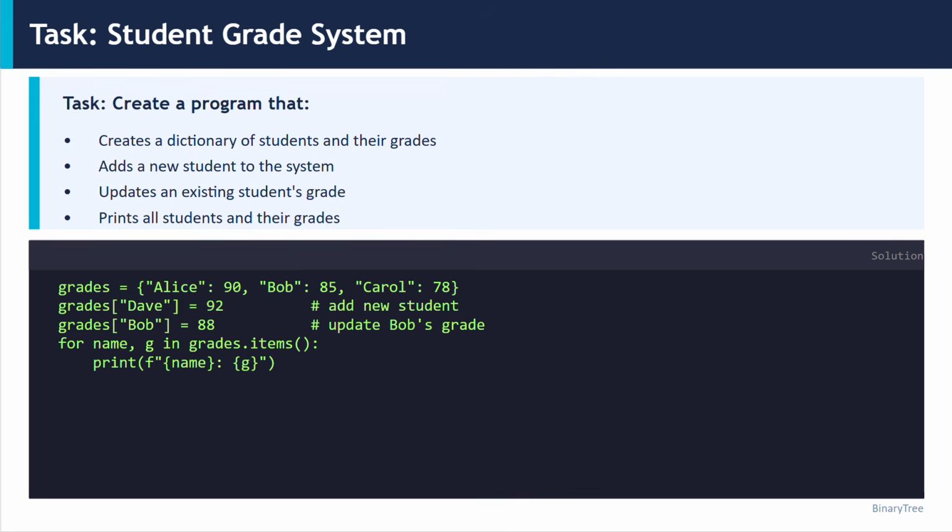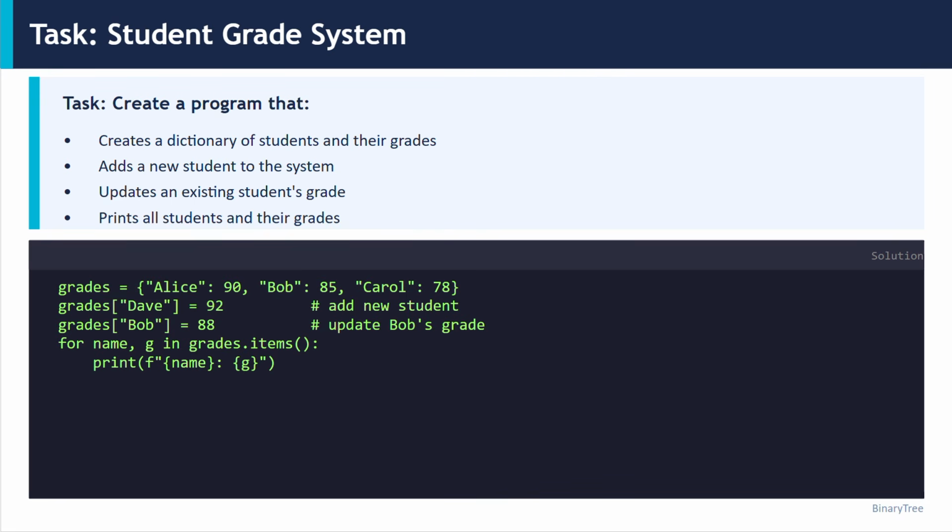Now let's build something real. A student grade system. Your task: create a dictionary of students and their grades. Add a new student, update an existing student's grade, and then print everyone. Try it first, and then here's the final solution.